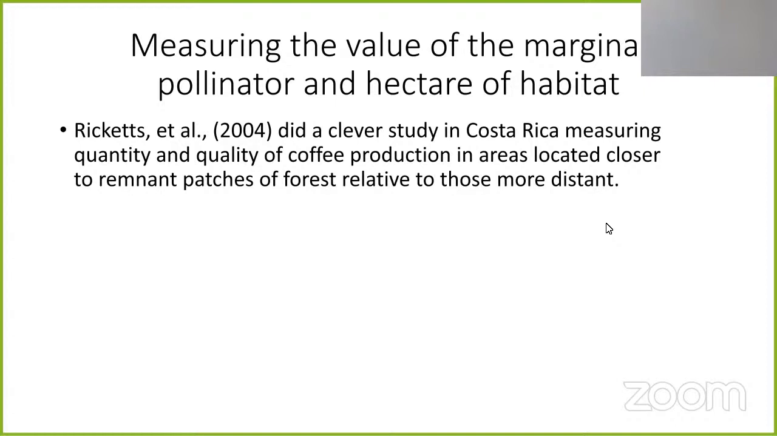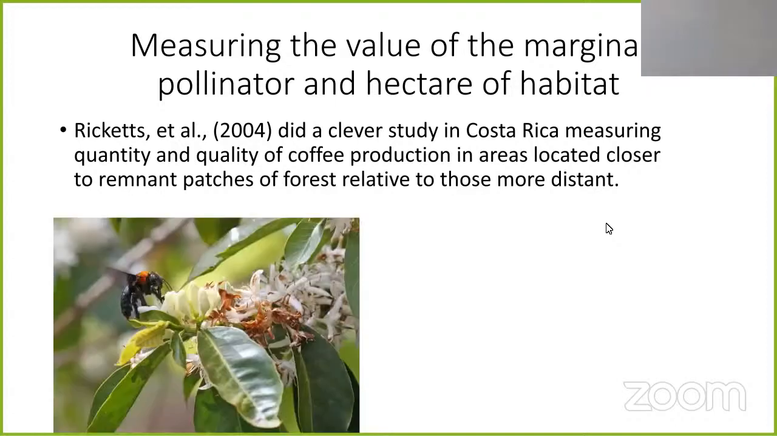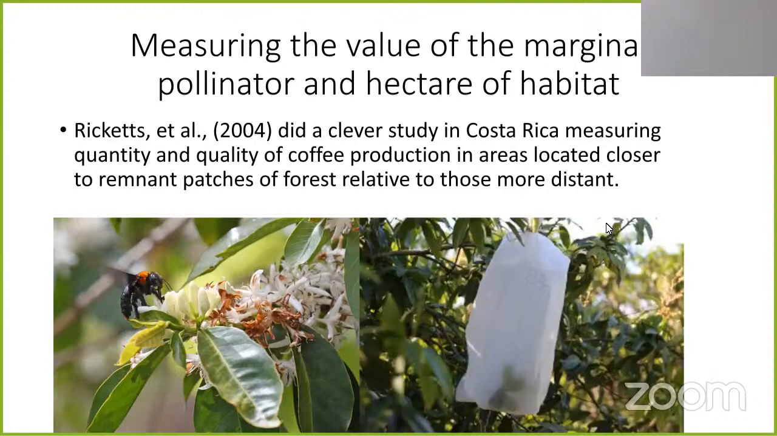However, with pollinators, you've got a neat alternative. This is a native bee on the flower of a coffee plant. To be honest, I stole this picture off the web, so I'm not sure exactly where it was taken, but this is a bee pollinating a coffee plant flower. This is not a coffee plant. I can't remember what sort of fruit tree it was, but I couldn't find a picture of a pollinator exclusion experiment on a coffee plant.